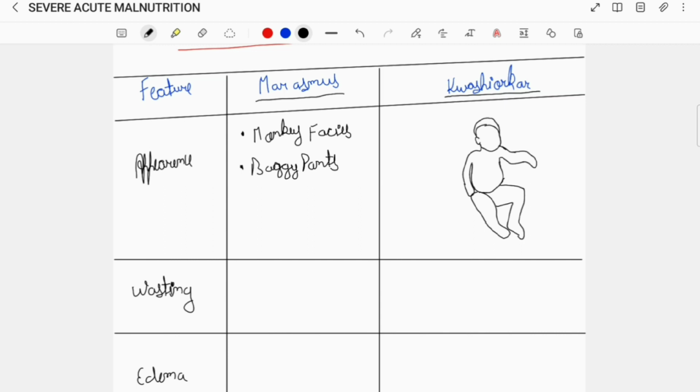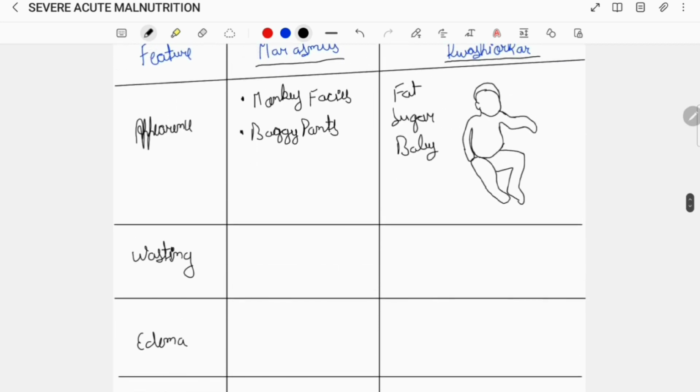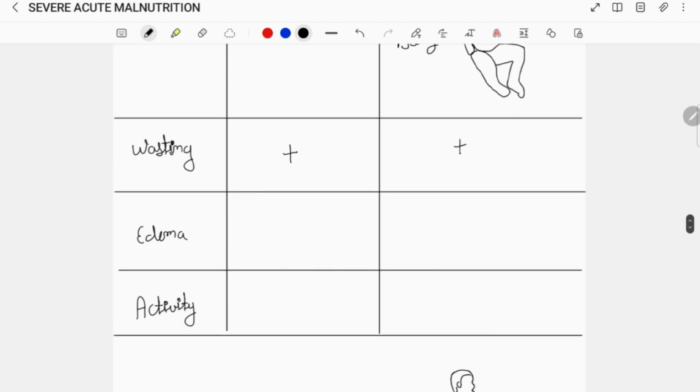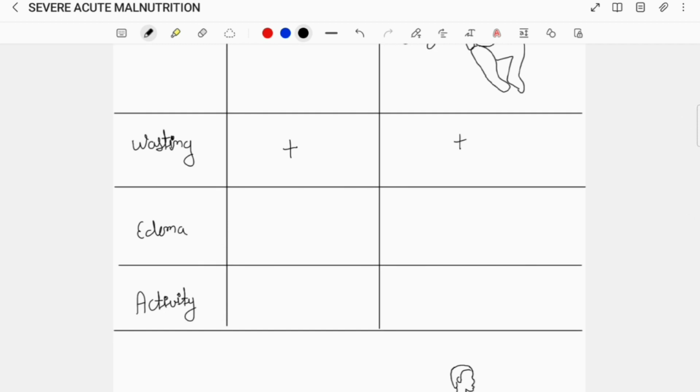Whereas in kwashiorkor, the baby appears as a fat sugar baby. Second, what we have is wasting. Wasting is present in both marasmus and kwashiorkor. Third, what we have is edema. Edema is usually absent in marasmus and it is present in kwashiorkor. If I talk about the activity, then a child suffering from marasmus is generally active, while a child suffering from kwashiorkor is usually apathetic.